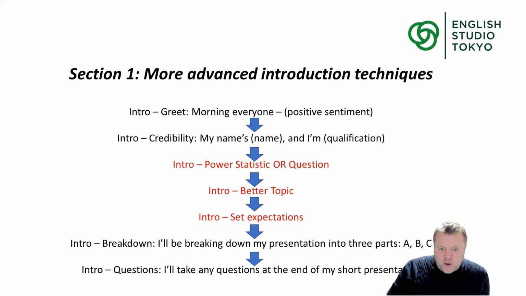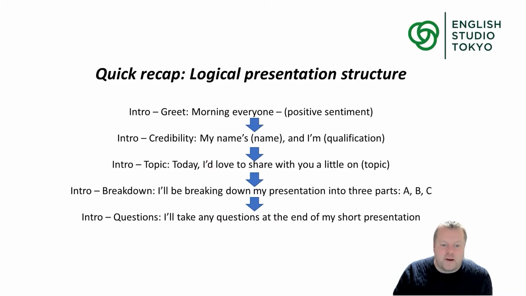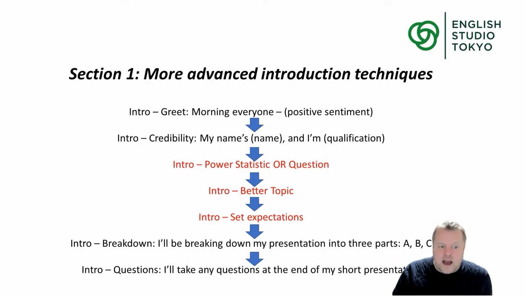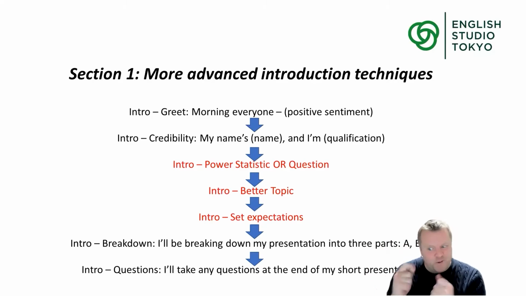Well, today we're going to add 2 new things and adjust 1. We're going to add a power statistic or question, and we're going to add an expectation, and we're going to adjust, we're going to change the topic. Before we had the topic here, number 3, now we're going to put the topic as number 4, but we're going to make it a little bit better. So we're going to add 2 new skills, and we're going to improve 1 skill.